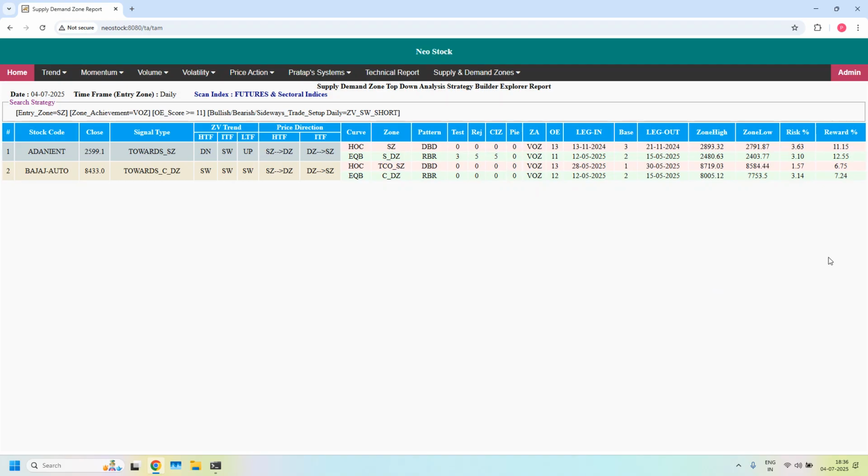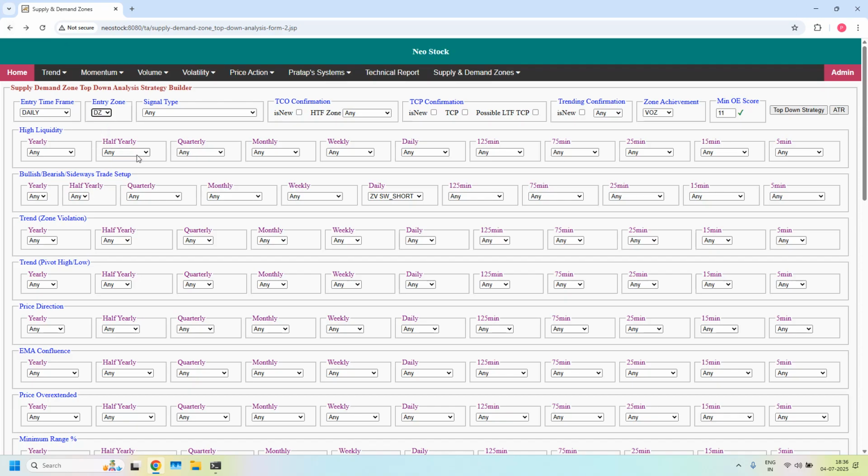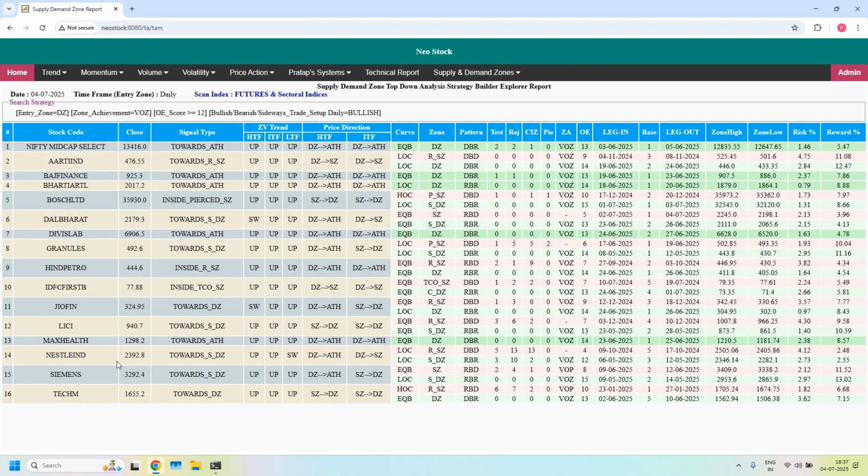Okay, next I will generate a bullish trade setup for monthly income trade. The changes are daily demand zone and here bullish, and one more change, minimum odd enhancer score should be 12 for bullish or bearish. Let's filter. We got 16 stocks supporting bullish trade setup for monthly income trade, and all the entry time frame zones are daily demand zones. So total we got 16 daily demand zones supporting bullish trade setup for monthly income trade.